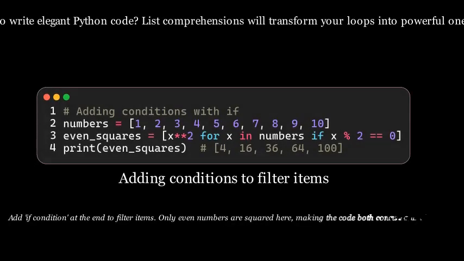Add an if condition at the end to filter items. Only even numbers are squared here, making the code both concise and clear.